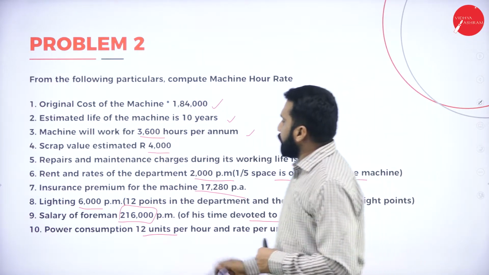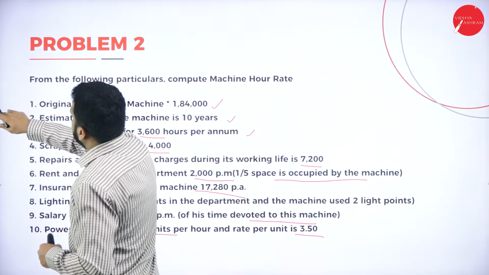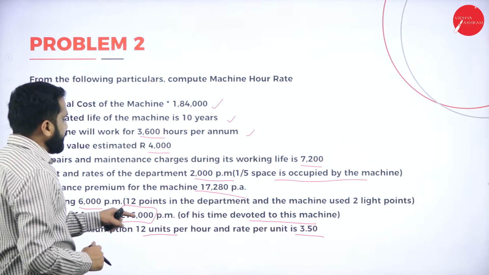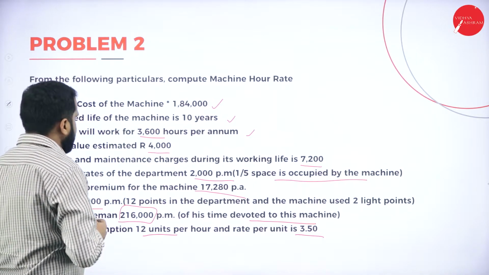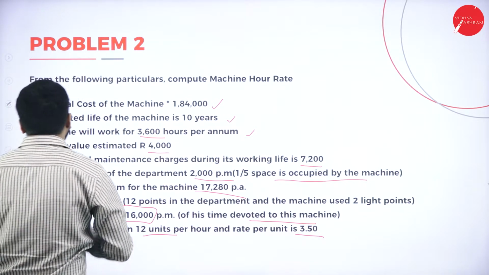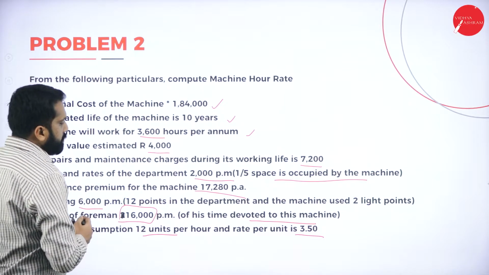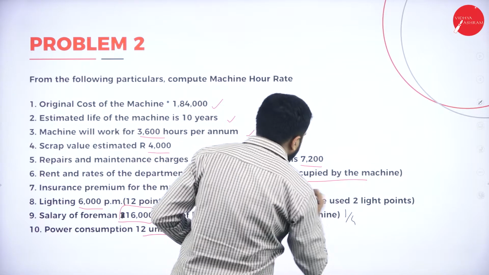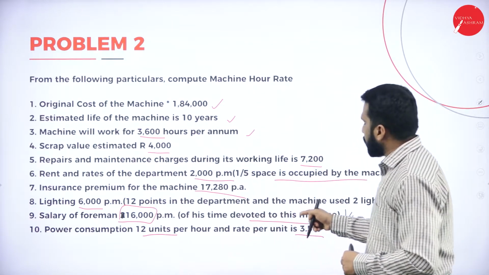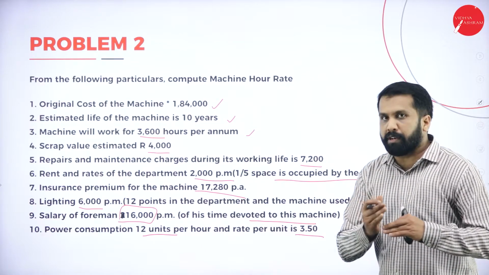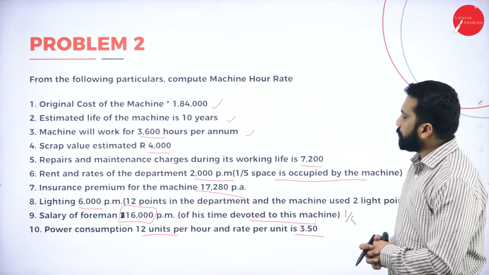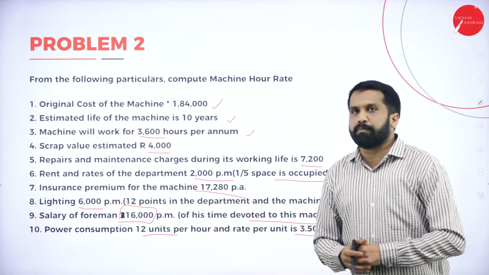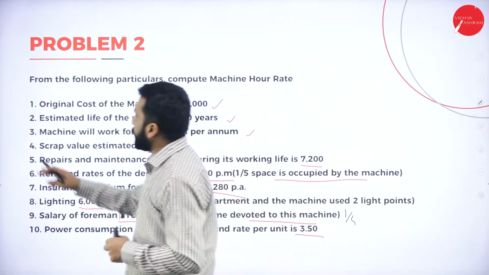Now, in this salary of foreman, we'll add one more piece of information. Salary of foreman 2,16,000 per month they have given. So make it 16,000 per month, and 1/4 time is devoted to this machine. So we'll work out on that. Then power consumption 12 units per hour and rate per unit is 3.5 rupees. These are the information there.